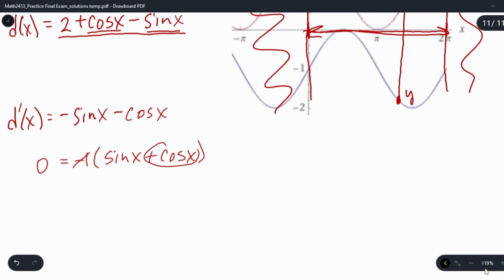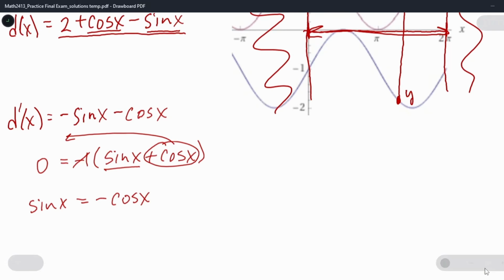Let's move cosine over, okay? So then the sine of x will be positive. It's going to equal negative cosine x. And then the next step I'm going to do may seem a little weird, but it's going to make sense. I'm going to divide by cosine x, okay?